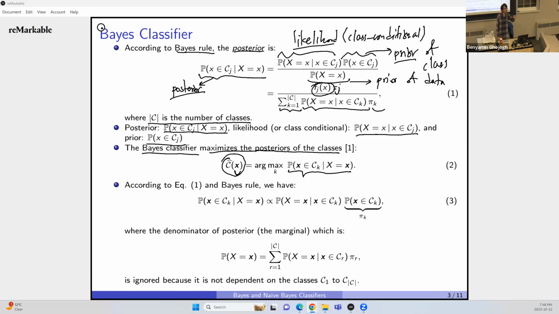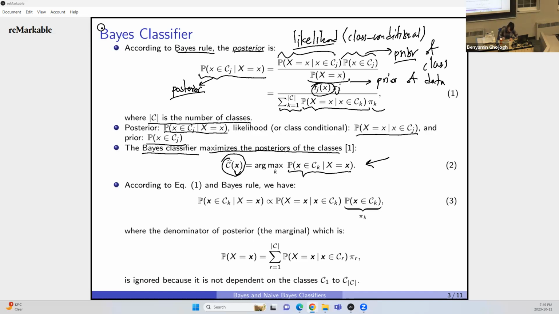However, the problem is calculating this posterior. How do we calculate it? It's hard. So this ridiculous formula is the Bayes classifier, and it's not actually ridiculous. If you can calculate the posterior, this is the best classifier. No one can beat that. It's argmax.